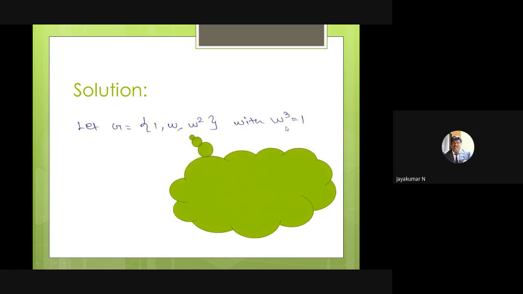So finite means, suppose the given set is finite, go for a Cayley table. This is familiar to you. So I consider the given set, the cube roots of unity, which we often denote as 1, omega, omega square, with omega cube equal to 1. Omega is minus 1 by 2 plus i root 3 by 2. Omega square is minus 1 by 2 minus i root 3 by 2.